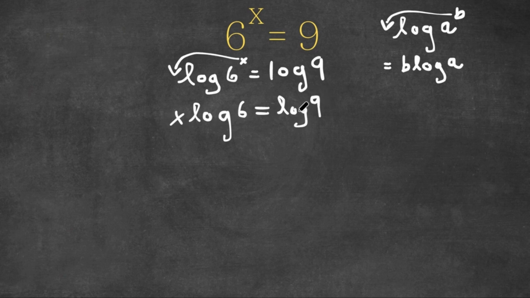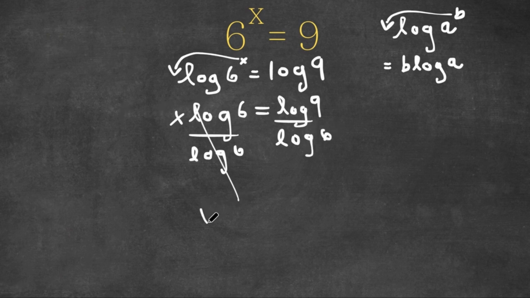Now, to isolate x, I'm going to divide both sides by log 6 so that we can move log 6 to the other side. So now we have x times log 6 divided by log 6 is equal to log 9 divided by log 6. Now, for our left-hand side, these two cancel out, and we simply have x is equal to log 9 divided by log 6.